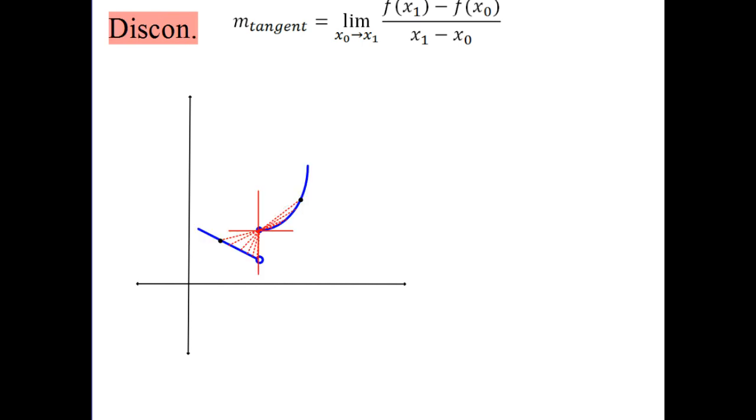And we can look at the third option here of a discontinuous point, and use the same reasoning to see that, okay, here's a point of discontinuity in our function, and as we approach from this point on the left, we get a vertical tangent. As we approach from this point on the right, we get a horizontal tangent. Obviously, those don't work, so this limit does not exist.